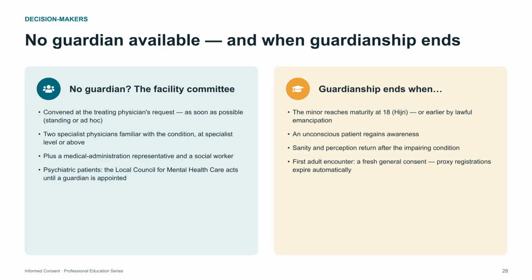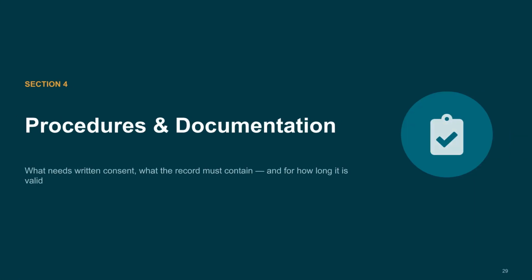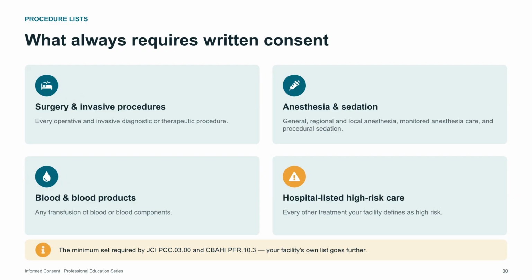Guardianship ends when a minor turns 18, when consciousness or sanity returns, and proxy registrations expire at the first adult encounter. Section 4 covers documentation, procedure lists, and the formal process requirements for maintaining valid consent within the medical record. The minimum set of procedures requiring written consent includes surgery, anesthesia and sedation, blood and blood products, and any high-risk treatment defined by your facility.